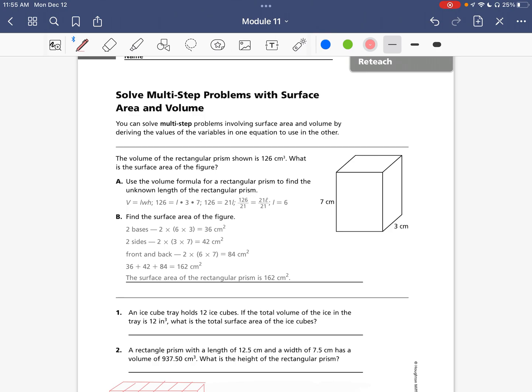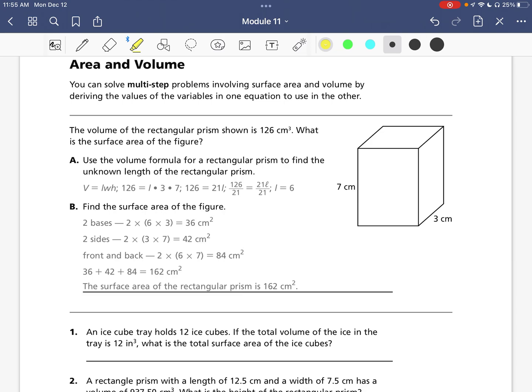You can solve multi-step problems involving surface area and volume by deriving the values of the variables in one equation to use in the other. So on these problems, they might give you the actual answer. Like for here, it gives us the volume, and we need to find the surface area. So here we have the volume is 126 centimeters cubed. We have the length, we need to figure out the width, and then we have the height, question mark, and we know our volume is 126 centimeters cubed.